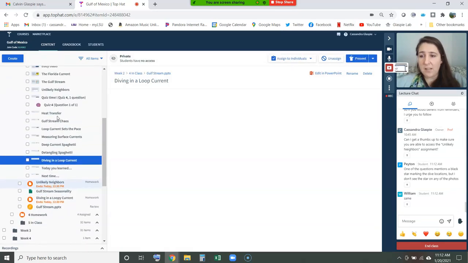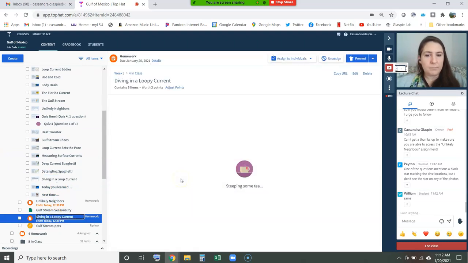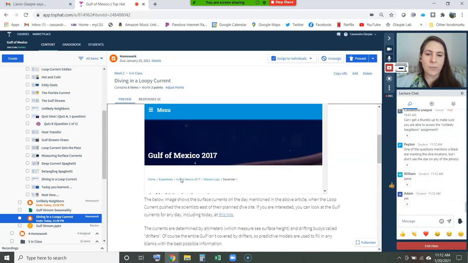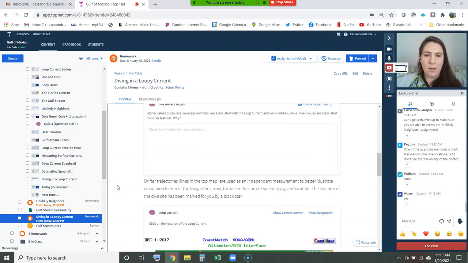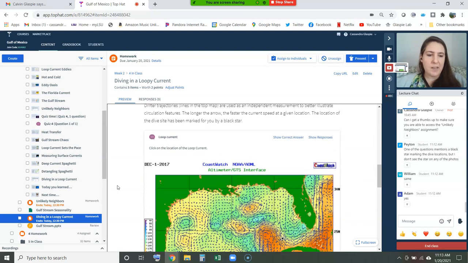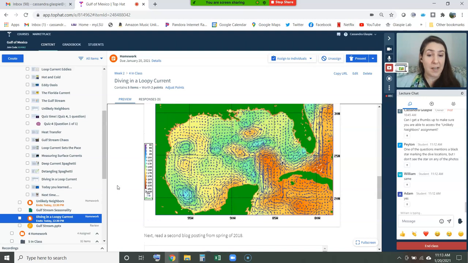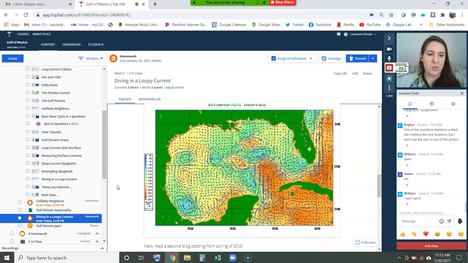Can anyone see the star? Okay, some people can. If you can't see the star, just type in the text box that you can't see the star. That way you're getting participation credit for the exercise. But I can tell you right now, if you do want to answer the question, the star in the first image, when they had trouble diving, it's like directly in the loop current.